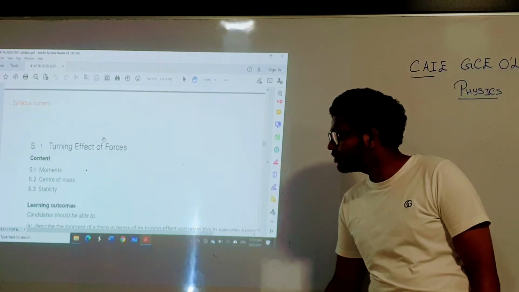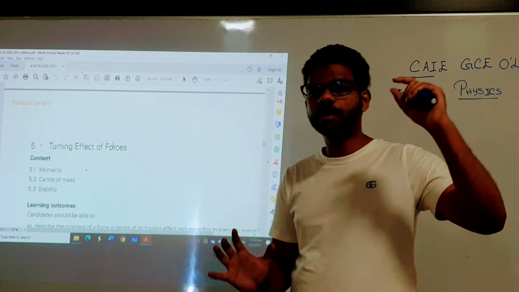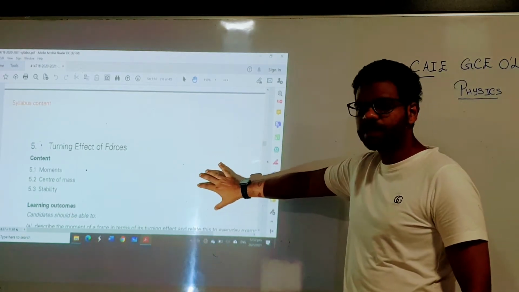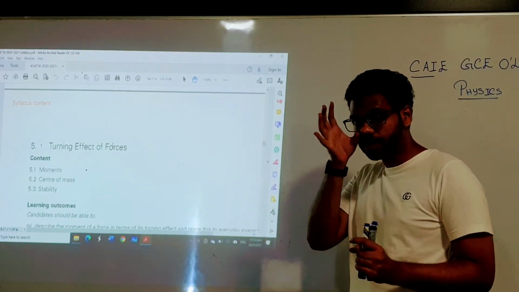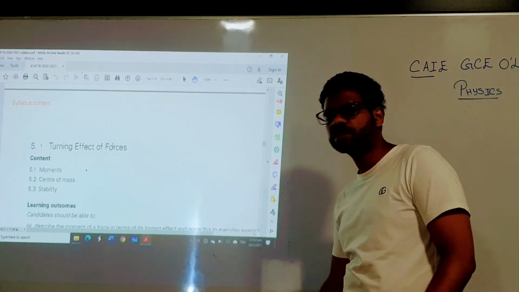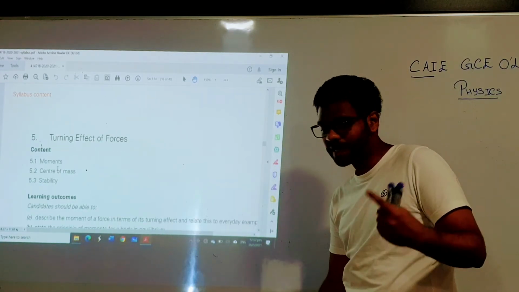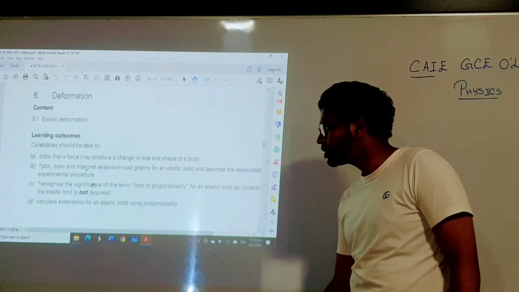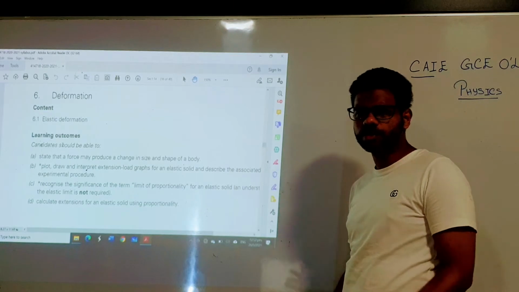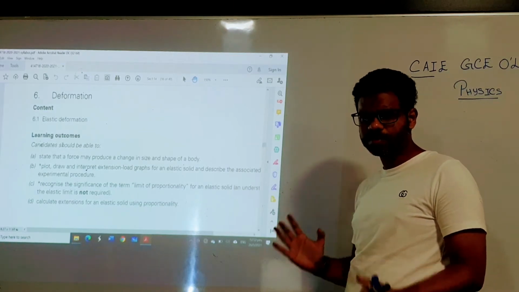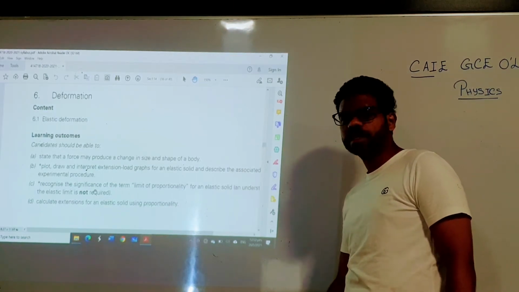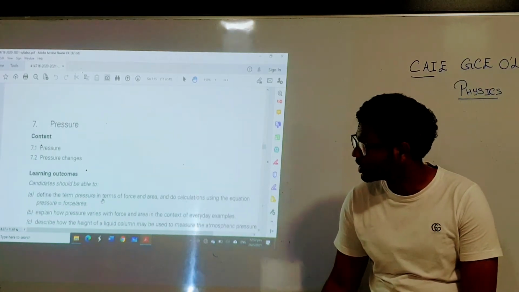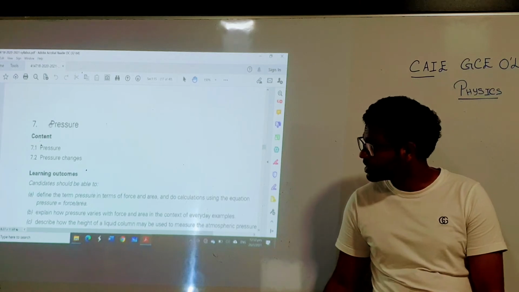And then you have turning effects of forces, which again involves a lot of calculations. So you spend a bit of time here on calculations and understanding the concepts. A few concepts of center of mass and center of gravity, and how they affect the calculations. You need a bit of time. Deformation is a bit easier, doesn't involve a lot of calculations, does not require a lot of understanding, pretty straightforward, doesn't take a lot of time, a few theoretical things. Pressure is the next part in the second section, which is Newtonian mechanics.